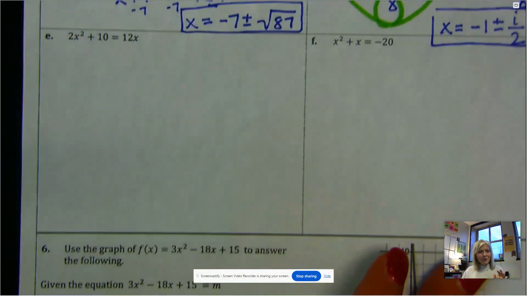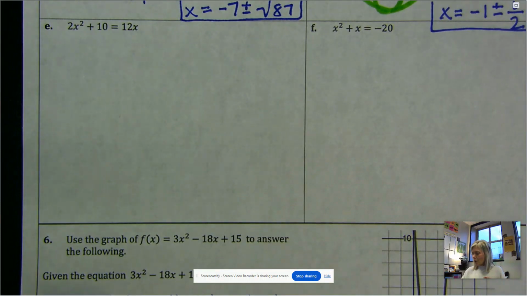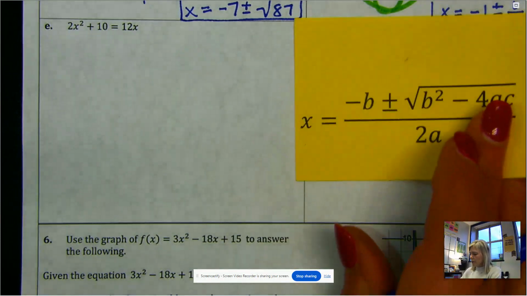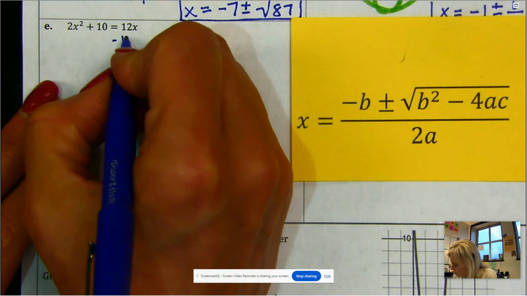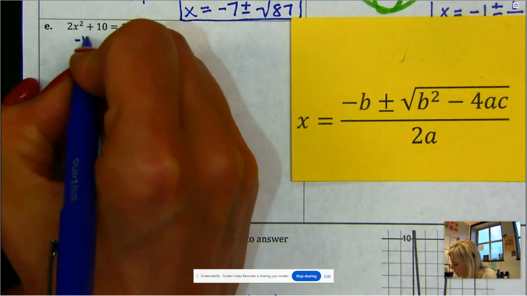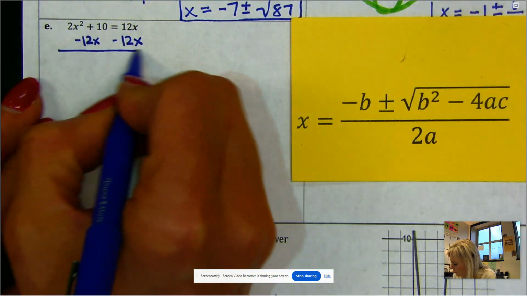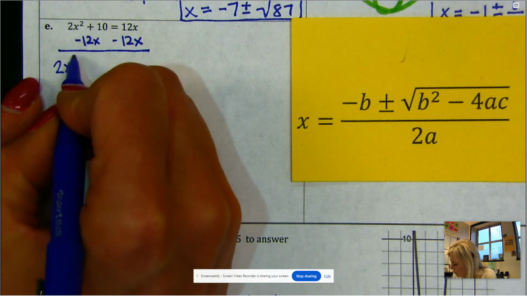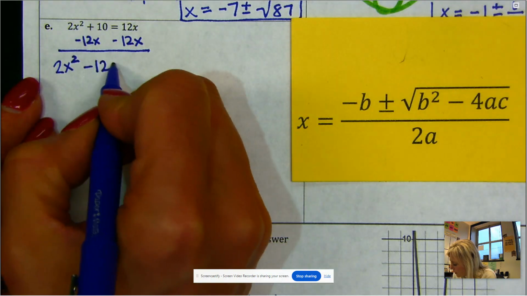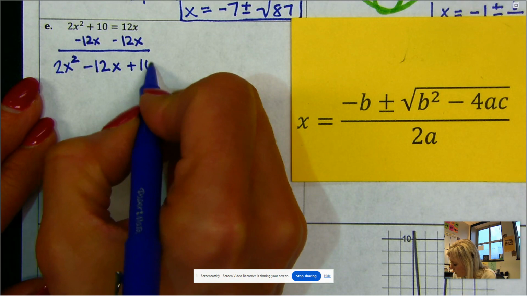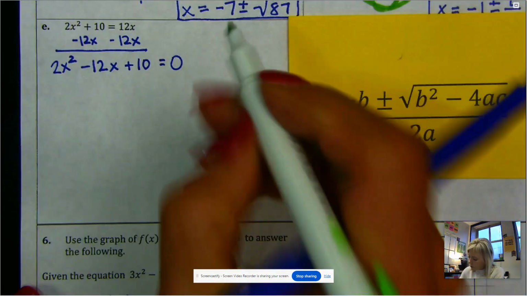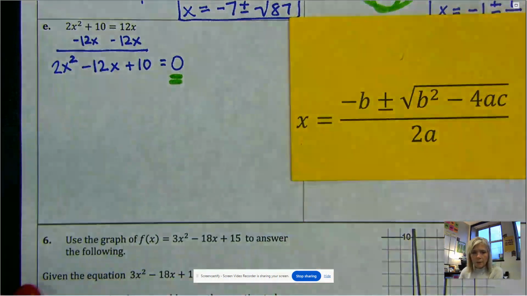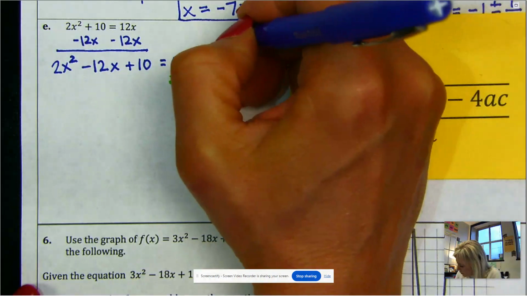So that would be all the way simplified there. All right, for E, I'm also going to use the quadratic formula. There it is. But in order to use the quadratic formula, I have to subtract the 12x, and it's just going to go right in the middle of those two. So 2x squared minus 12x plus 10 equals 0. And now that I have 0, 0's a big deal, I can say what A, B, and C are.